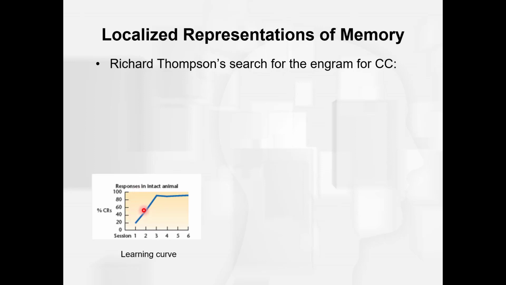So this is the normal learning curve. This is the percentage of conditioned responses, and this is the number of sessions. So the number of times an animal's been trained, with that tone followed by the puff of air, and then they measure that eye blink response. And so you'll see over time that conditioned response gets higher and higher, and then eventually it flattens out. And so this is what's known as the normal learning curve.